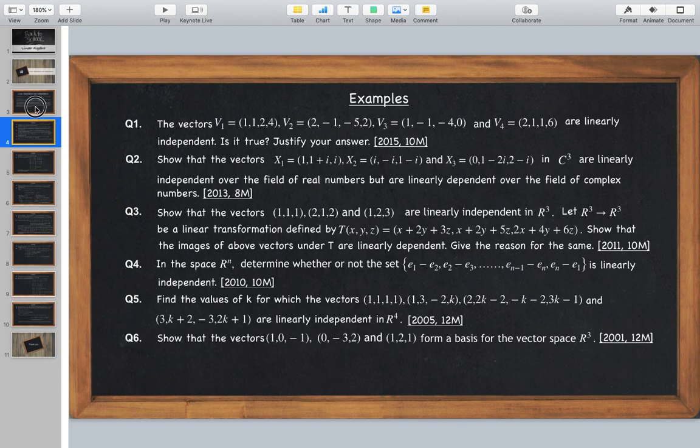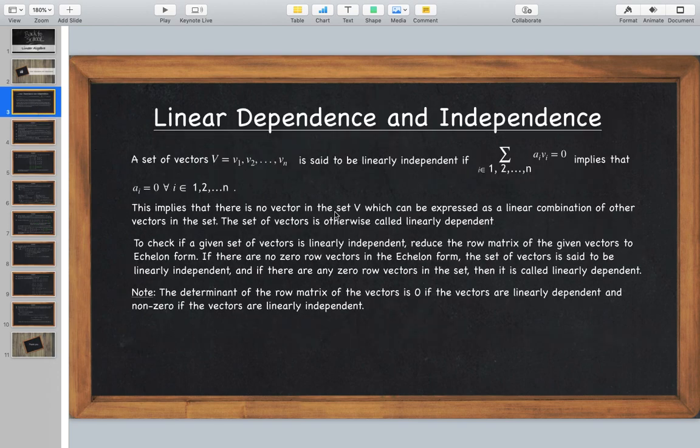So let's begin with the definition itself. Let's say we have been given a set of vectors v1, v2 up to vn, and then we say that this set of vectors is linearly independent if summation ai vi equals 0, where i varies from 1 to n, implies that ai equals 0 for all values of i belonging to 1, 2, up to n.